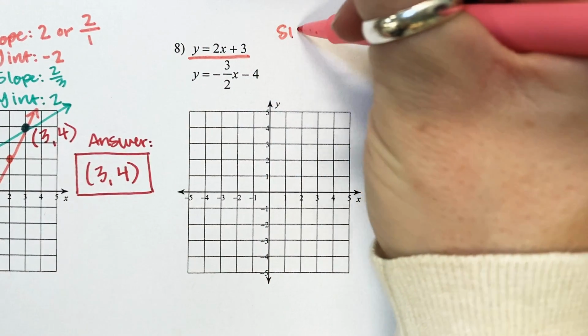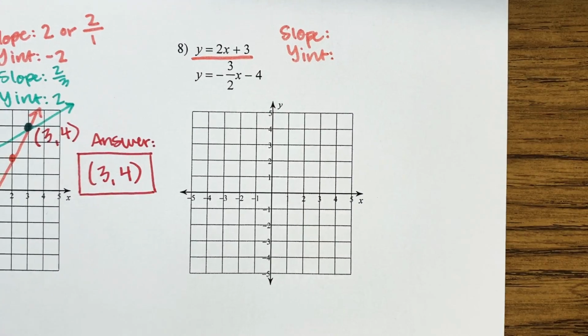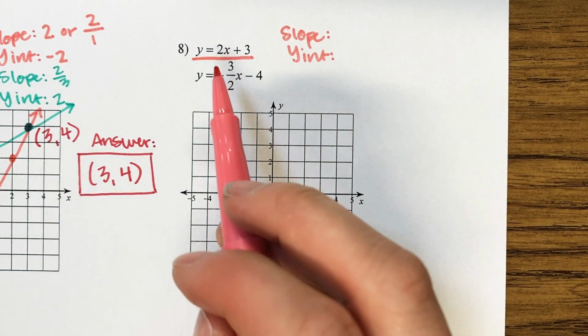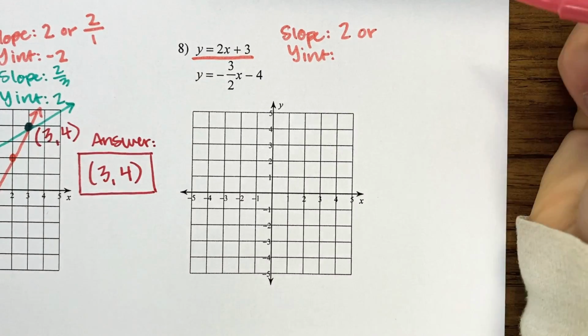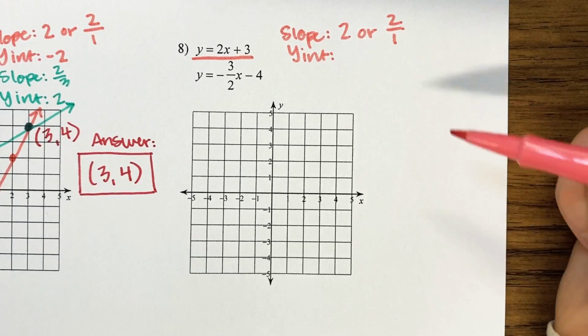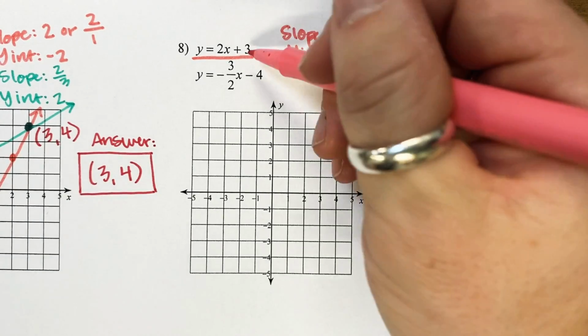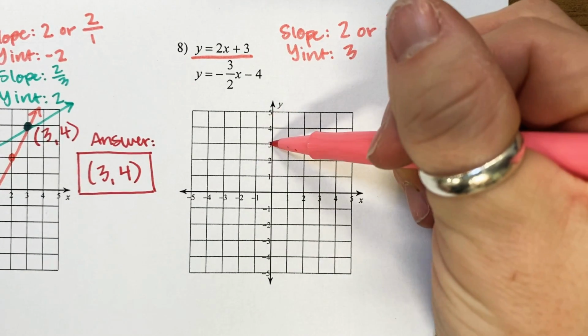Okay, last example. So let's start with our first equation. Top, let's do our pink one first. Slope and y-intercept. Okay, my slope right in front of my x is 2 again. Or if you want to write it as a fraction, 2 over 1 to help you with rise over run. And then my y-intercept is +3. Okay, so let's go ahead and graph that. So +3 on my y-axis is right here.